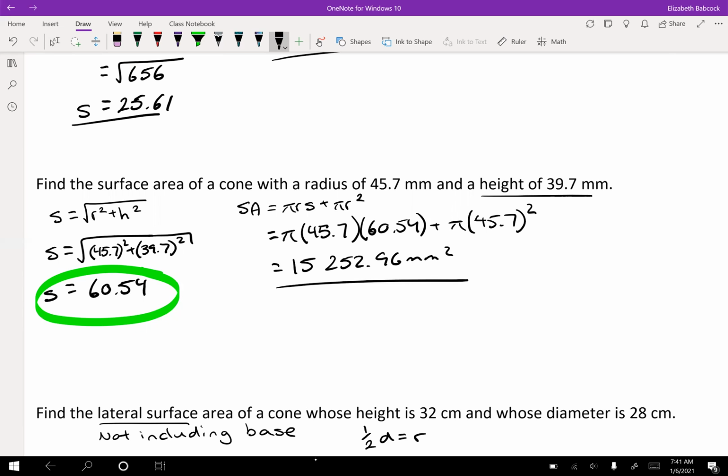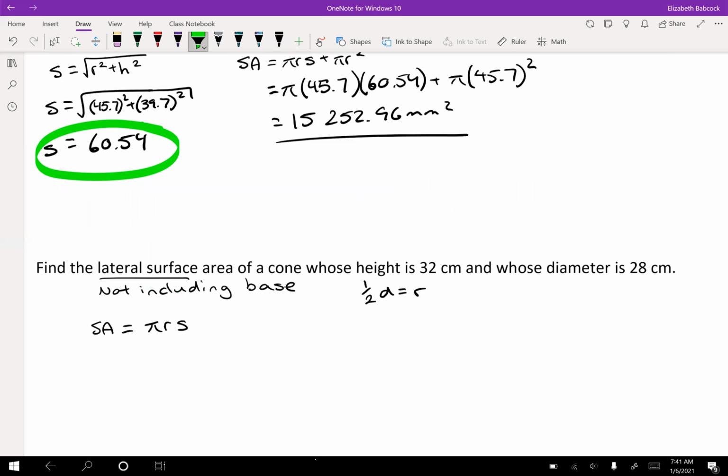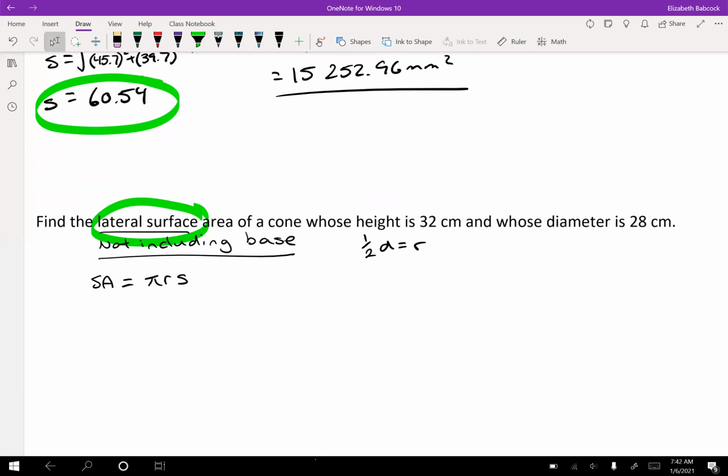So paying close attention to the questions we've done so far. Now we're looking for the lateral surface area of a cone. So remember, when we're looking for a lateral surface area, we are not including the base. So we don't need the pi r squared part of our formula. So it is just pi times r times s. Okay. So notice that we only have h. And we have our diameter. So h is 32. Diameter is 28. That means our radius is 14.